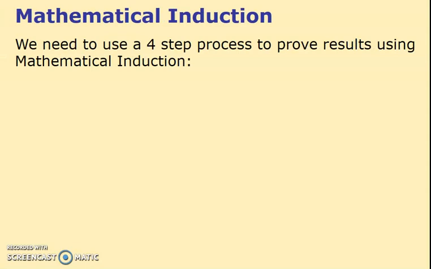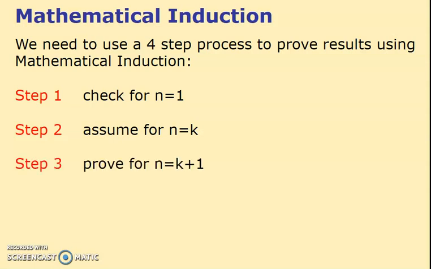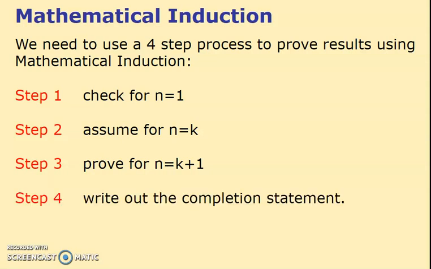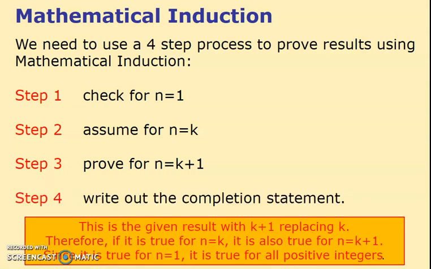So just a brief reminder, there's a 4-step process. We check for n equals 1, we assume for n equals k, we prove, and this is the tricky bit, we prove the inductive step for n equals k plus 1, and then we write out the completion statement, which is given there. You obviously need to learn that. I've spoken to you about that before.